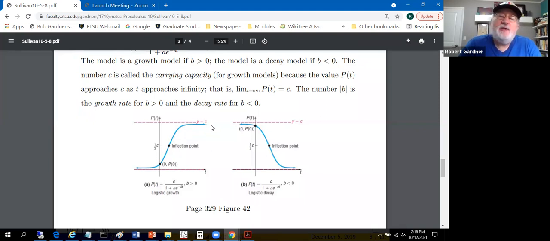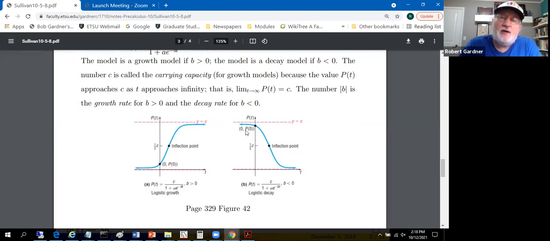And the thought here is the environment can only sustain a population of a certain size, and that size is C. So the population will reproduce and get bigger and bigger, but crowding becomes an issue. Limited resources becomes an issue. There's only a certain size of population of whatever organism this is that the environment can support. And what you'll see is the population level starts to level off to this carrying capacity.